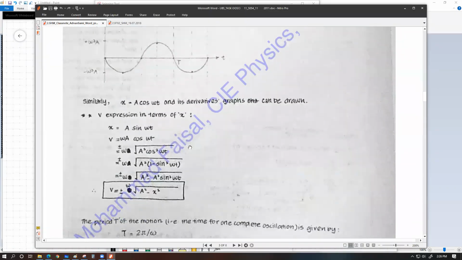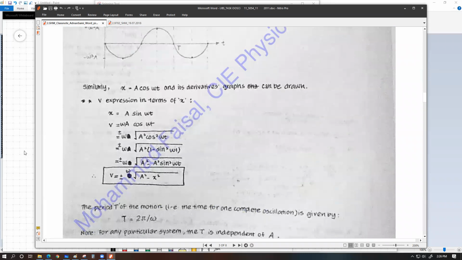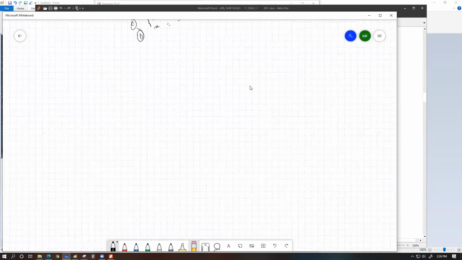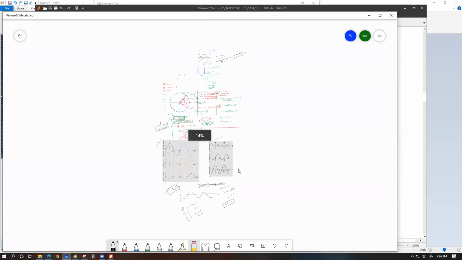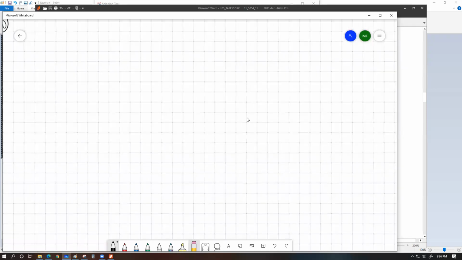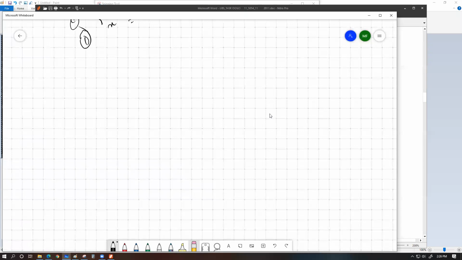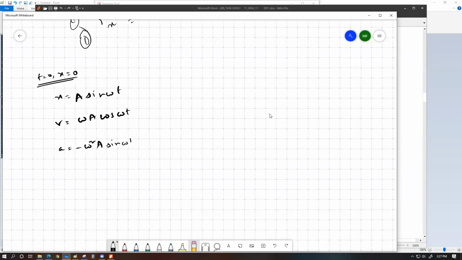Come to think of it, for the next set of equation, okay, then we have this equation. This is a pretty interesting equation. This is pretty important for us as well. If I just write the summary of all of this that we just did up till now, I'm gonna write this. For this starting condition, at t equals to 0, x equals to 0, the equations look like this. x equals to a sine omega t, v equals to omega a cos omega t, acceleration equals to minus omega square a sine omega t.